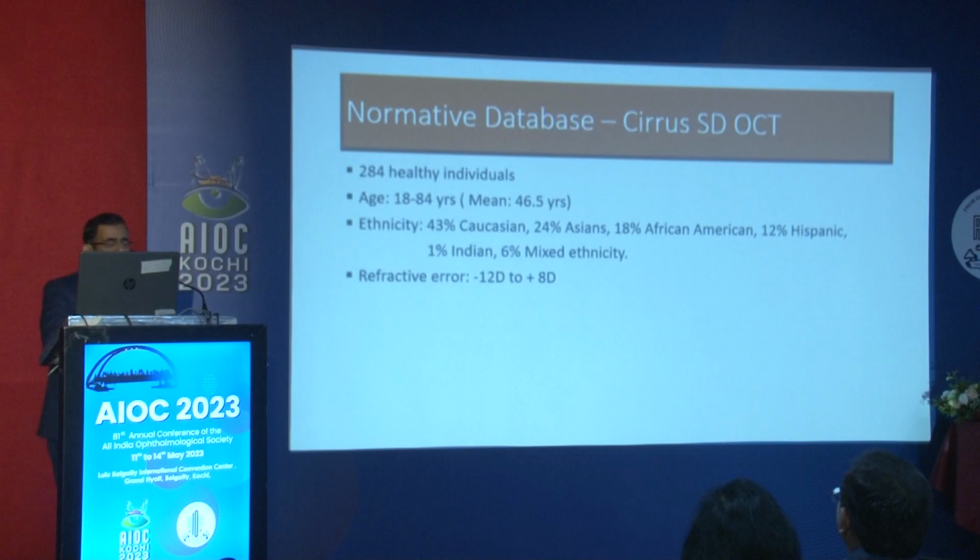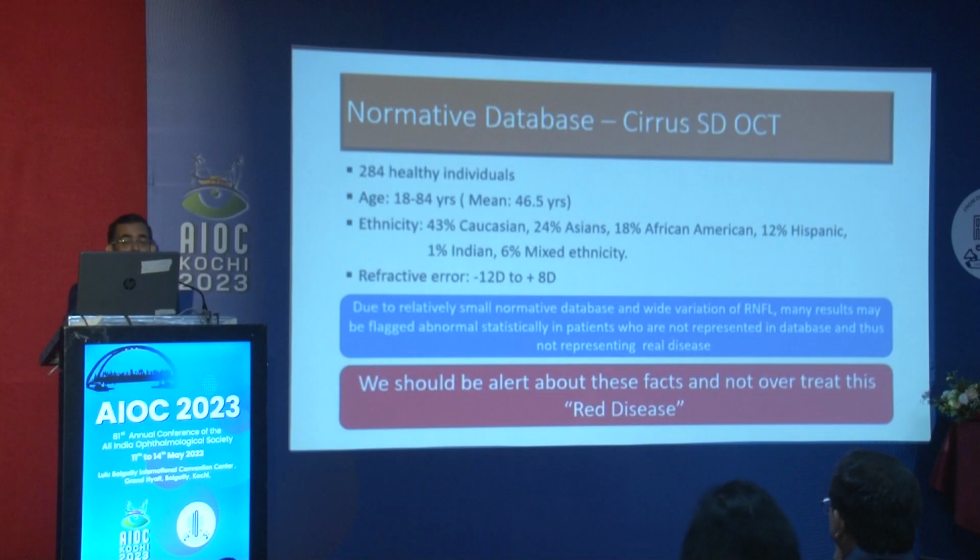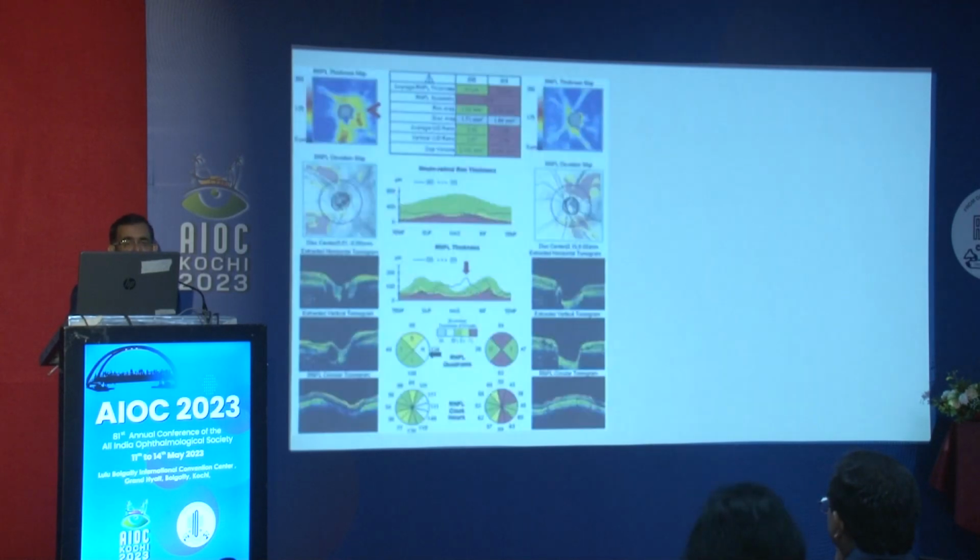Another problem with the devices is the limited number in the database. For example, in Cirrus, only 284 healthy individuals are recruited in the normative database, in the age range of 18 to 84 years and refractive error range of -12 to +8 diopters. So many results may be flagged abnormal statistically in patients who are not represented in the database. Thus, they do not represent the real disease. We should be alert about these facts and not overtreat this red disease.